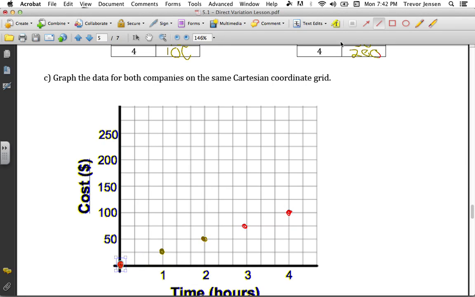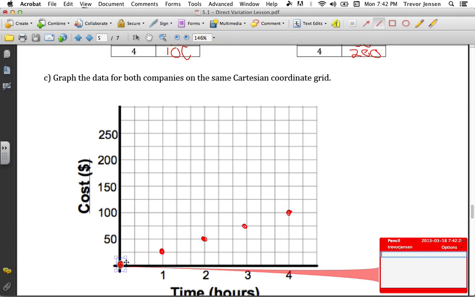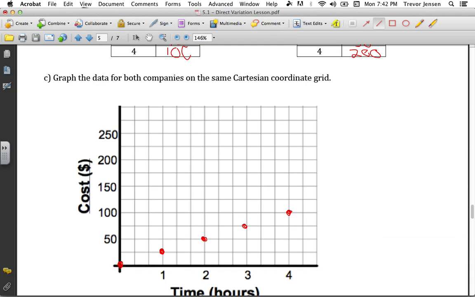I don't want to move the point. Let's see if I can try this again. Maybe I'll just do it freehand. So this should be a straight line that I'm about to draw.